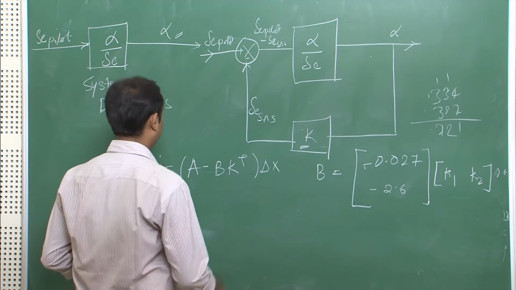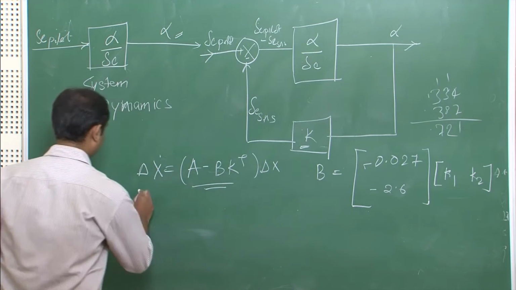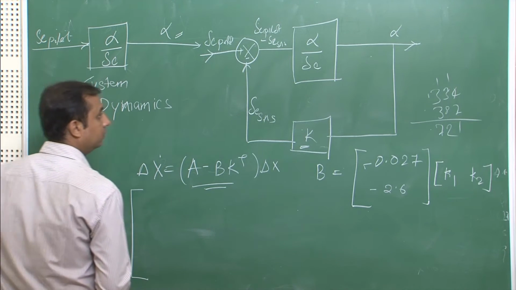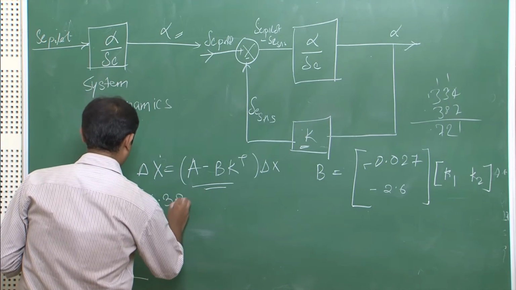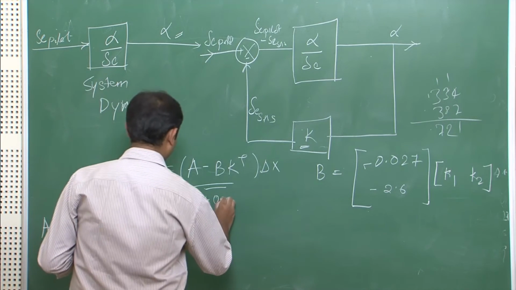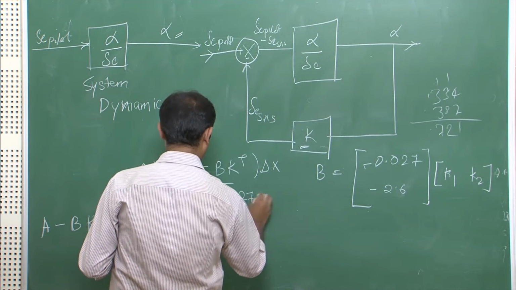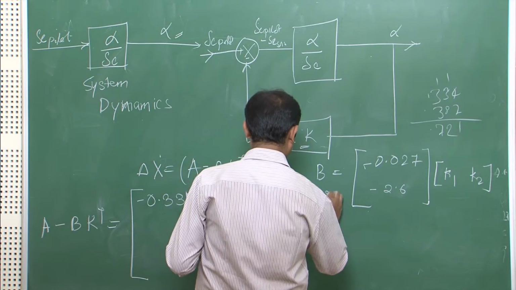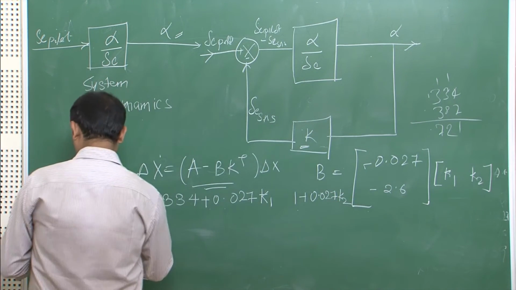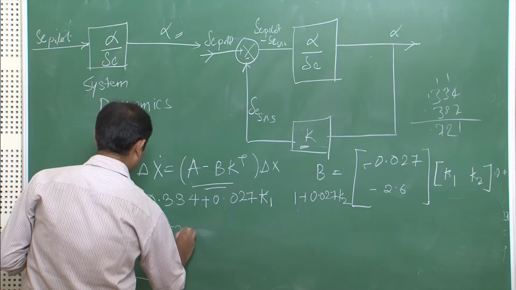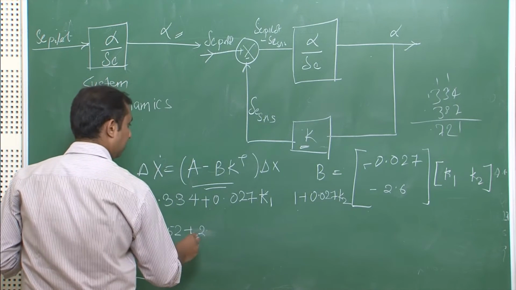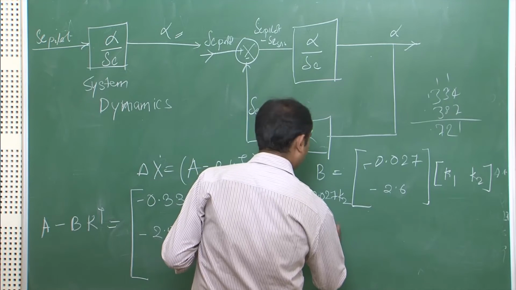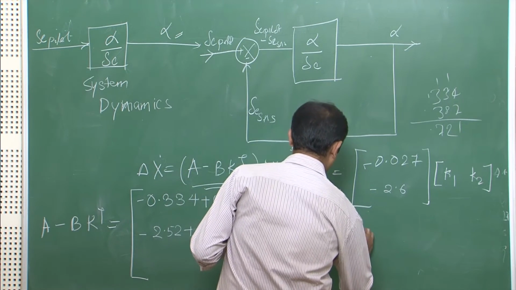Now substituting these values, the new system matrix A minus B K transpose equals minus 0.334 plus 0.027 into K1, 1 plus 0.027 K2, minus 2.52 plus 2.6 K1, and minus 0.387 plus 2.6 K2.